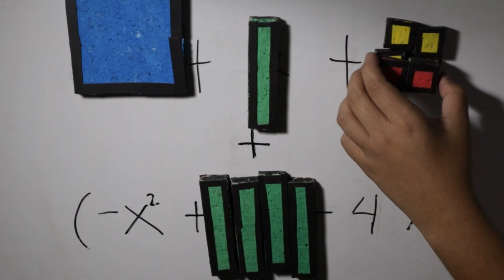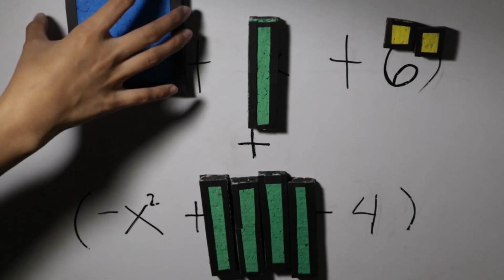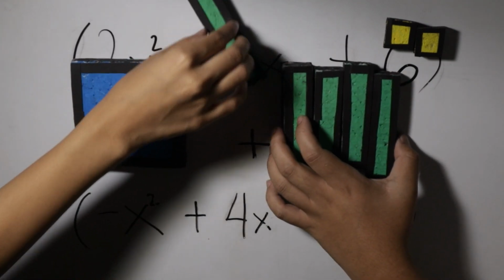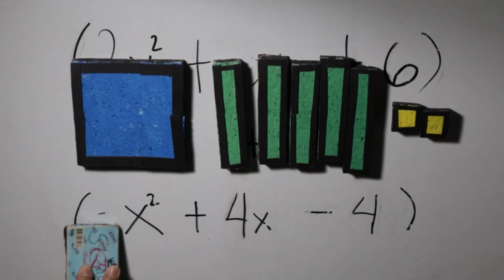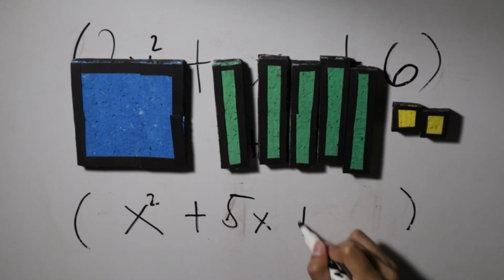We'll just pair up positive and negative tiles in order for them to cancel each other out. In conclusion, by canceling the positive and negative pairs, we can see that the remaining tiles are 1 positive x squared plus positive 5x plus 2 positive constants. Therefore, the answer of this expression is x squared plus 5x plus 2.